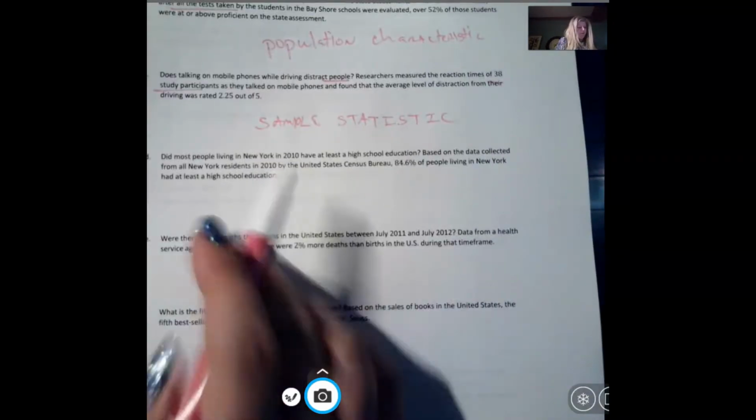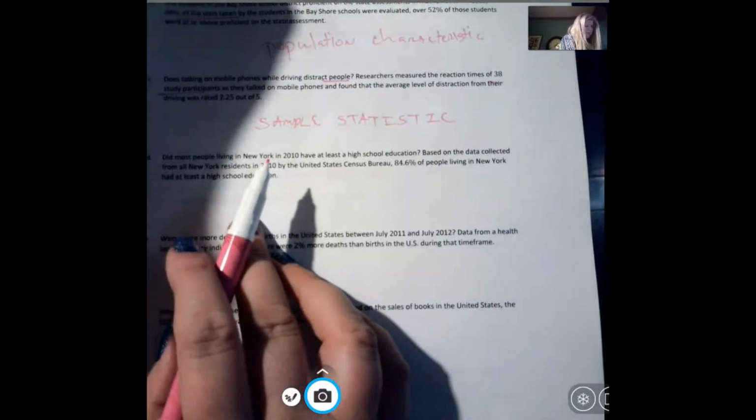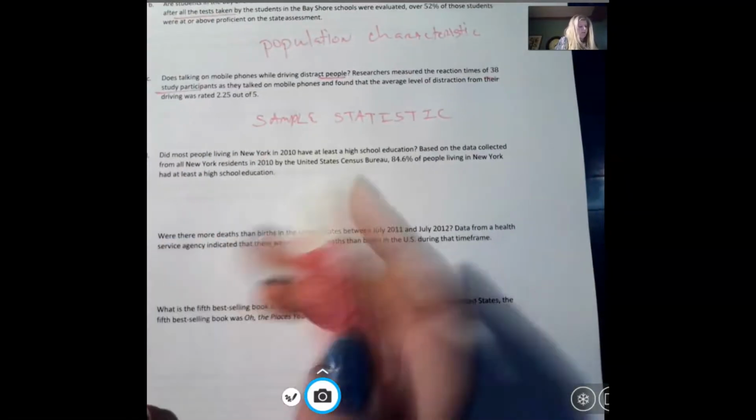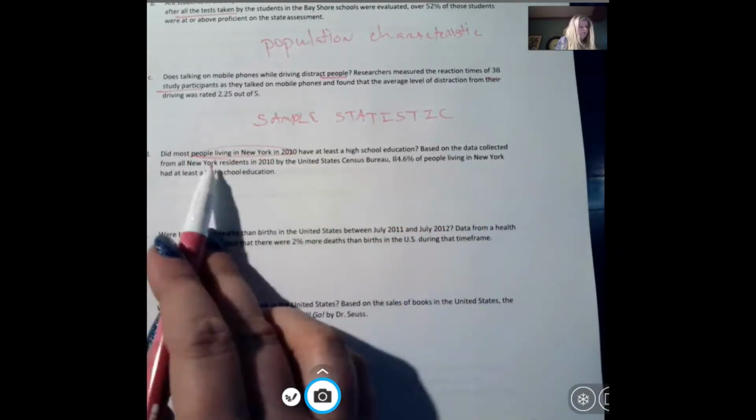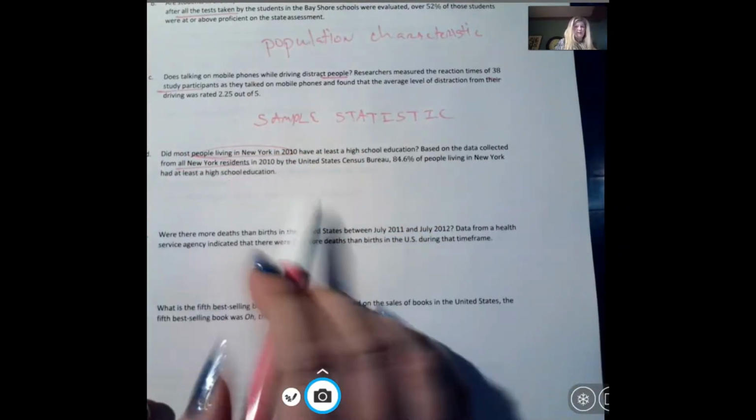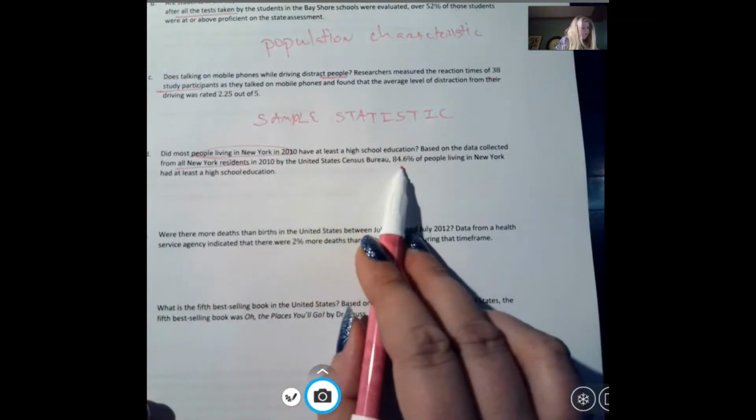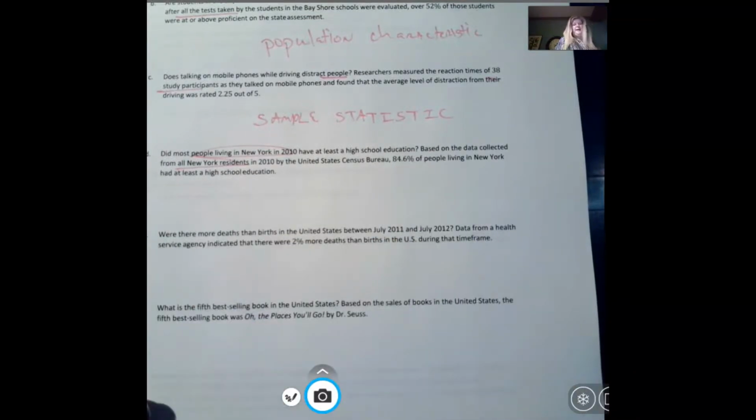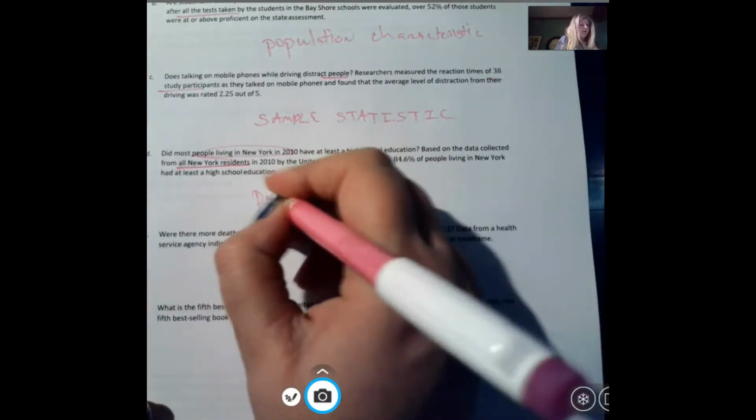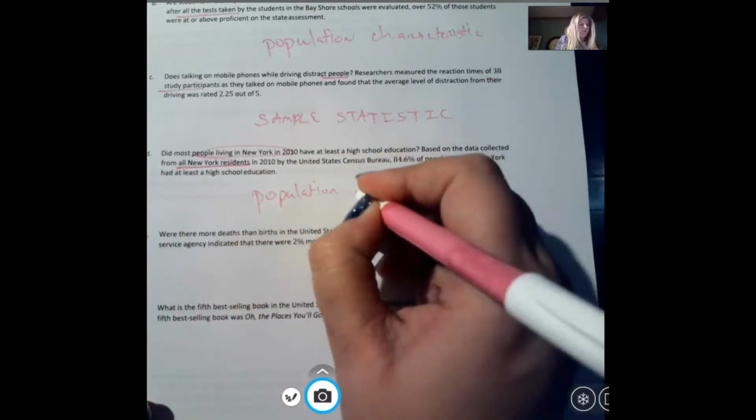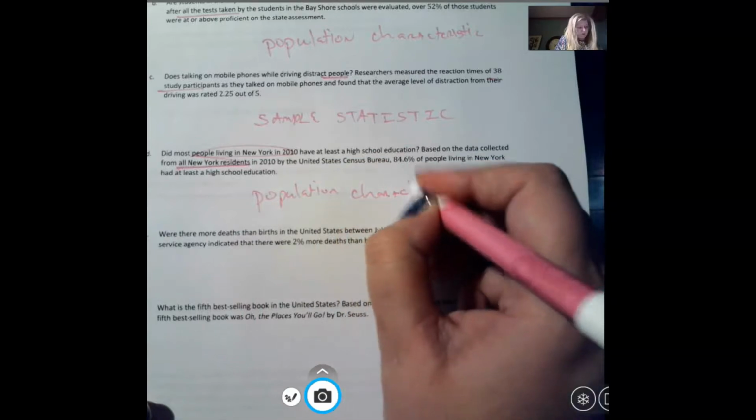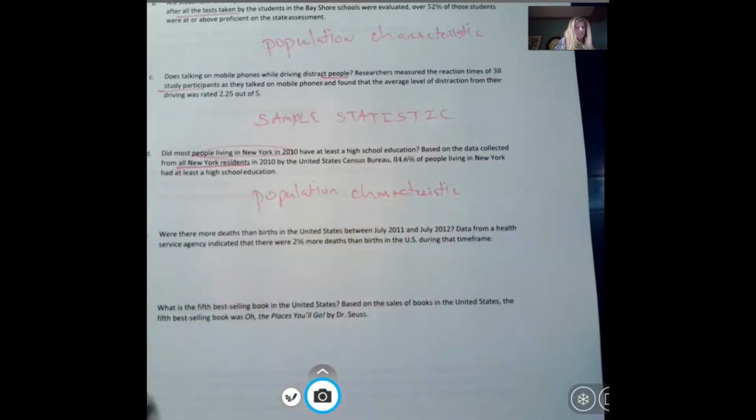Did most people living in New York in 2010 have at least a high school education? Okay, so this applies to people living in New York in 2010. Based on data collected from all New York residents in the census, 84.6% of people living in New York had at least a high school education. So since it was collected from all of the population and the people tested are the same, that makes it a population characteristic. Moving on.